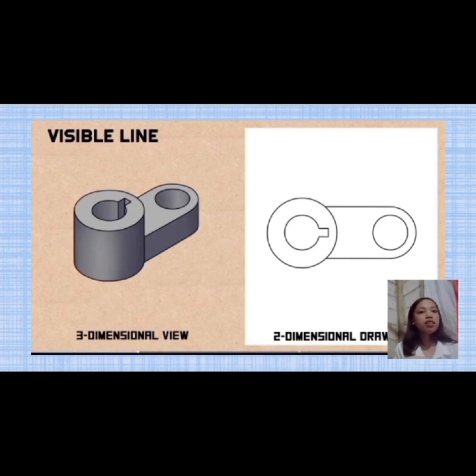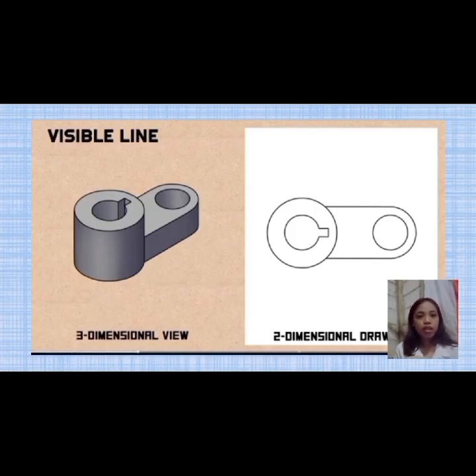So here, the 3D object on the left shows the real look of the item, while the 2D drawing on the right uses visible lines to show its shape on paper. By using these lines, you can clearly show the shape, size, and form of the object in your drawing. So when you draw, it's best to use B or 2B pencil for darker strokes, or technical pen with a size of 0.3 to 0.5 to make your lines neat and easy to see.